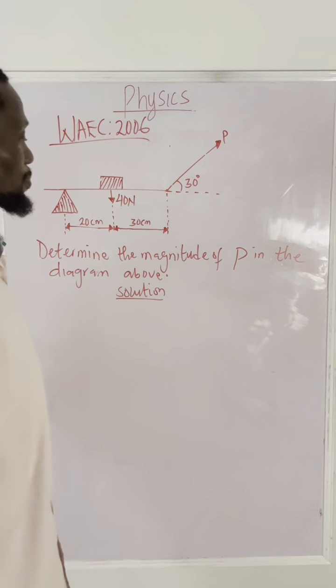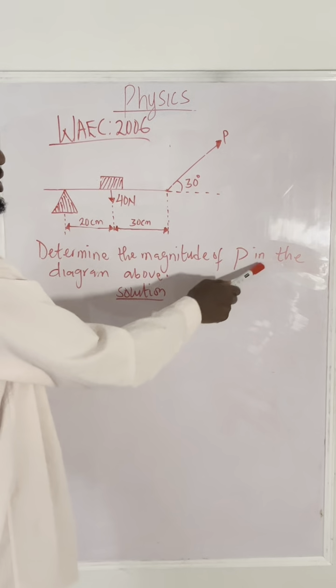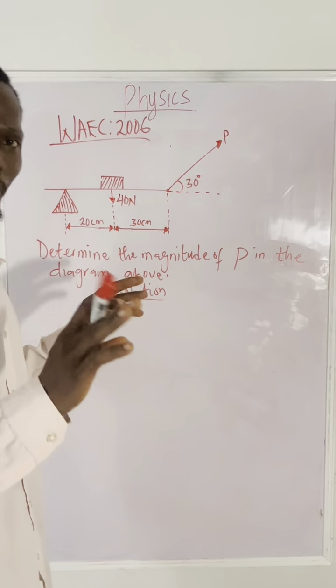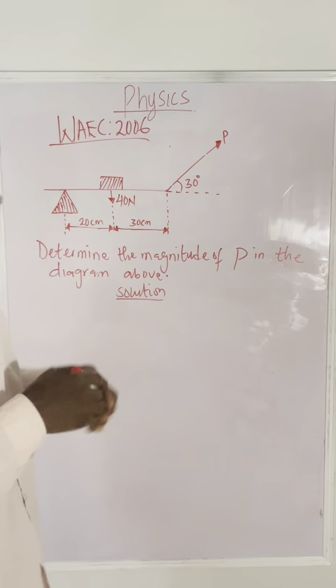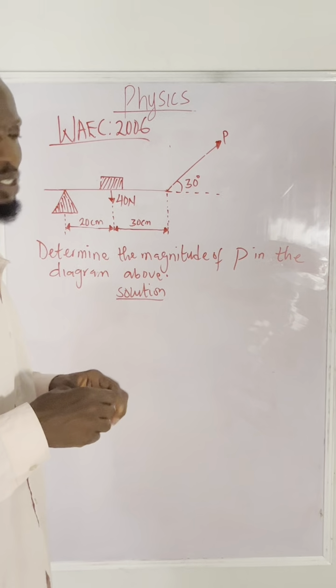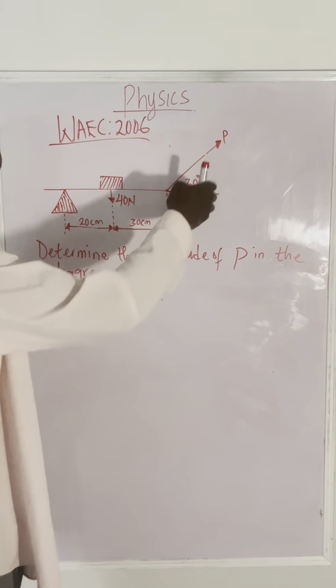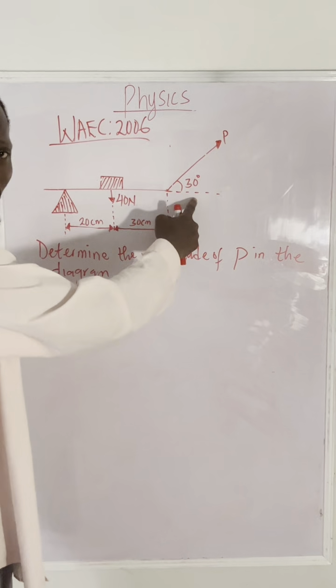Let us quickly solve this problem. Determine the magnitude of P in the diagram above. Now, we all know that we are going to be using the principle of moment to solve this problem. But there's a problem here. This force P is applied at an angle here, an angle of 30 degrees to the horizontal.